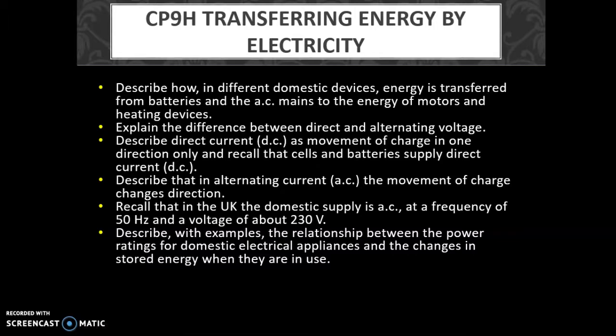So this next lesson is about transferring energy by electricity. Before we get into the ins and outs of energy transferring by electricity, I think it's important that we recap the different energy stores as well, as this is an area that often a lot of students find very challenging and also may have had some misconceptions about in the past, and it's really important that you get these basics right in your GCSEs so that you don't lose any marks.